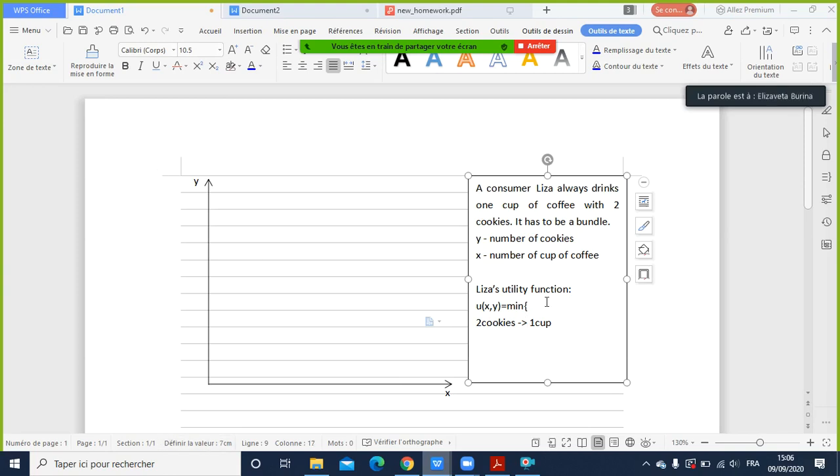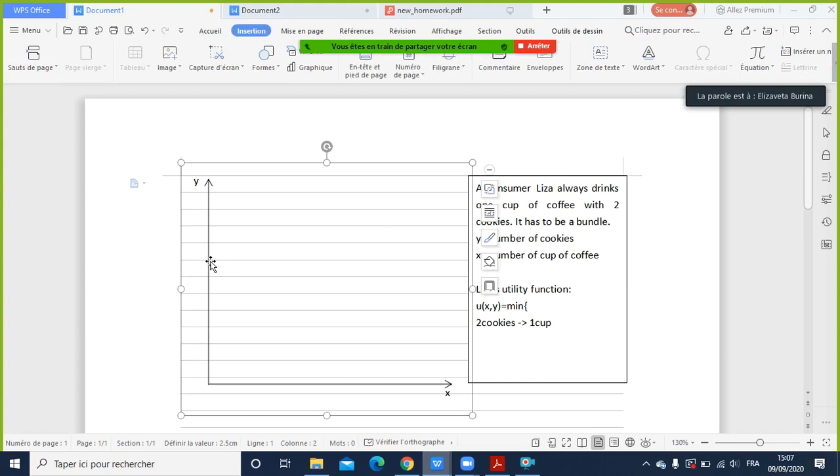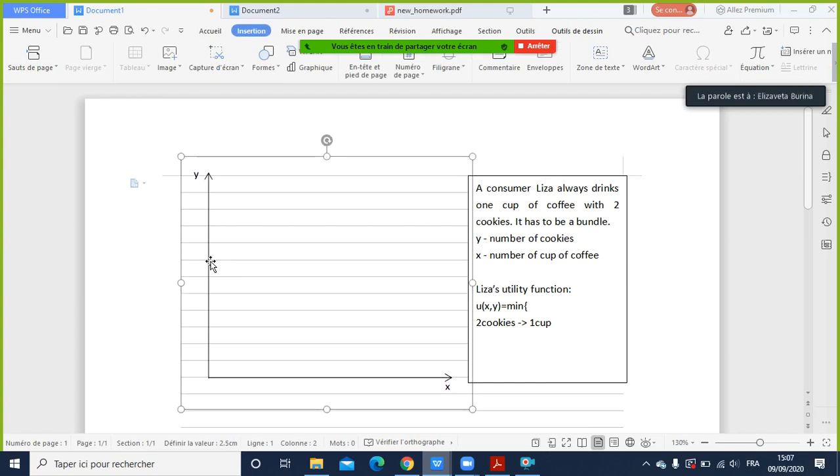Okay, so before thinking of how it works, I want to just plot these dots. So if I have 2 cookies and 1 cup of coffee, what's gonna be my utility? My utility is gonna be 1. Okay, so wait a second. I wanna just plot it on the, how do I do it? So we put it like that.